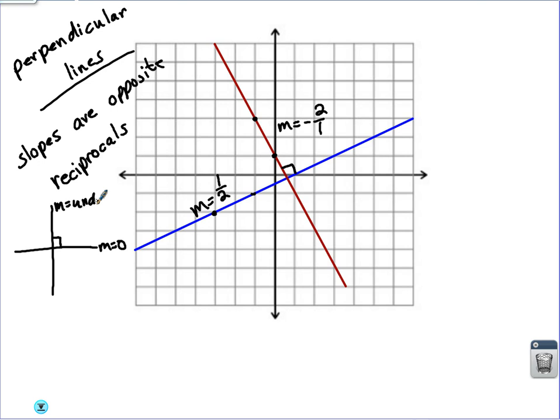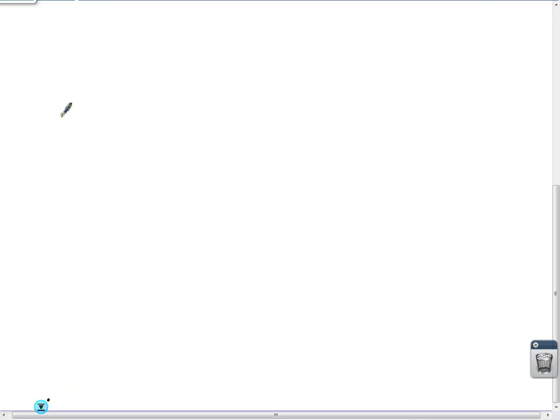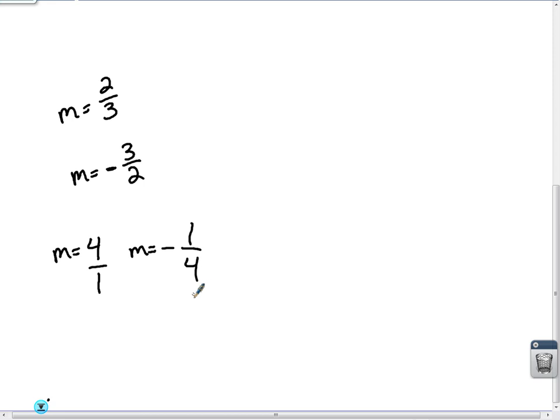Some examples of what perpendicular slopes would look like. Let's say that one line would have a slope of 2/3. The line that would be perpendicular to that line would have a slope of negative, since this one's positive, 3 over 2. So those two slopes would be perpendicular. A slope of 4 would be perpendicular to a slope of negative, and to flip that, you're going to need a bottom, so put a 1 on bottom, 1 over 4. So two slopes, in order to be perpendicular, must be opposites of each other, and they must be reciprocals.